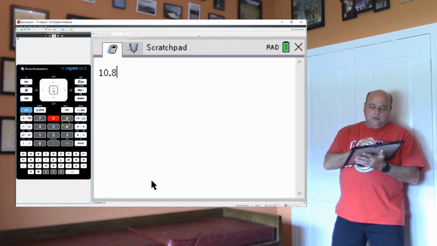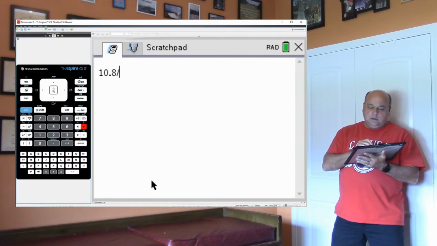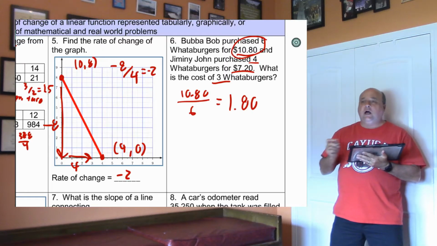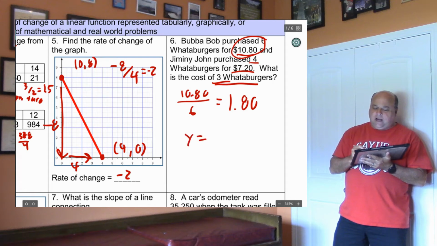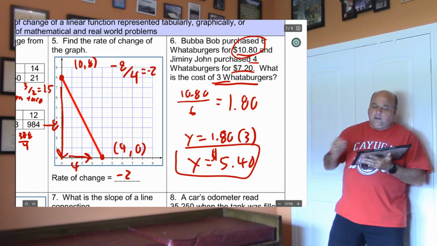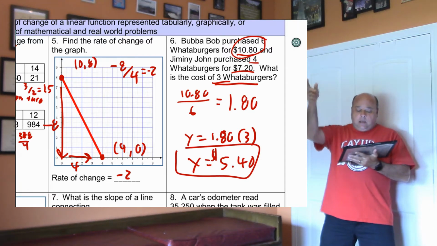10.8 divided by, is it 6 or 8? Divided by 6 should be 1.8. So I did it right. So $1.80, right? Now then, we want to find 3 hamburgers. So y equals $1.80 times 3 would be $5.40. This has direct variation, doesn't it? You could have also set up a proportion and solve that, okay?